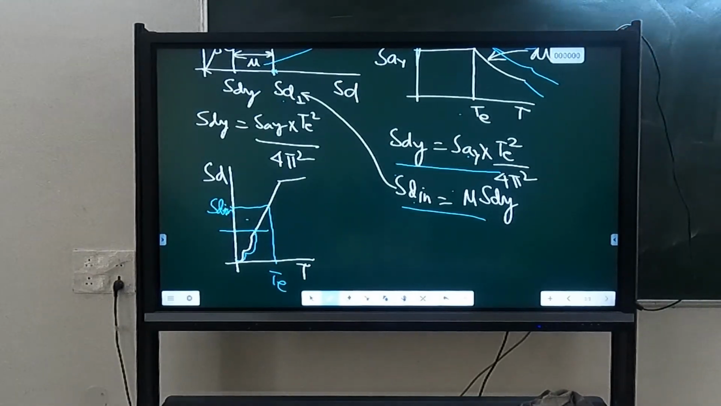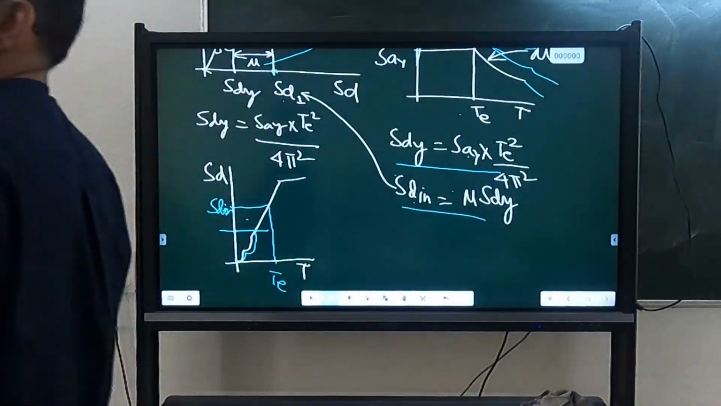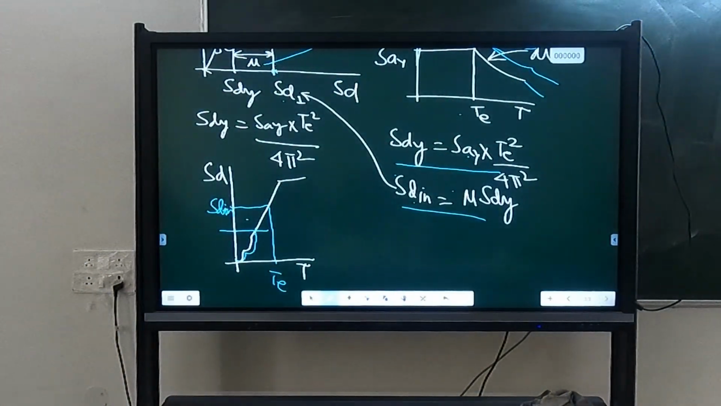So the more you think, the more problems you try, the better understanding you will have. So try to do the same problem by different methods. Then you will understand the difference. Where is the difference? The answer will come out to be different, as I told you earlier. The answer will not be the same using both of them. There will be a difference in the answer.